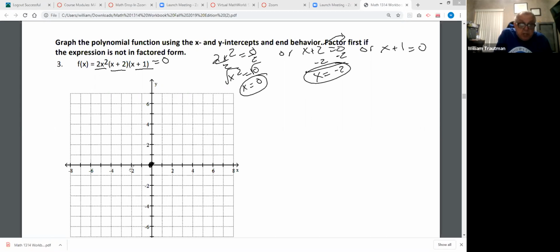There's an X-intercept at -2. And finally, take this 1 to the other side by subtracting 1, and I get x equals -1. That's my other one. Oh, this is going to be crowded. See, these are the three X-intercepts. We found those. Now we have to find the Y-intercept.